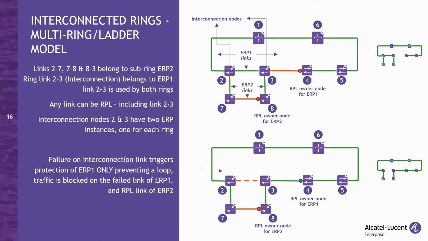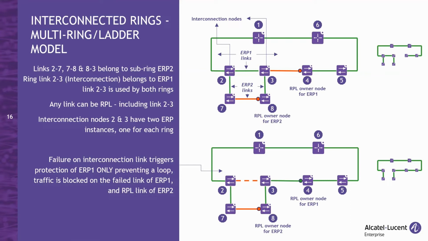This slide shows the multi-ring model of an ERP network. According to previously mentioned principles, this multi-ring network has two rings with two RPL owners, one for each ring. This is the RPL owner for ERP ring 1, and this is the RPL owner for ERP ring 2. Links that belong to ring 2 are links 2.7, 7.8, and 8.3. Interconnection link 2.3 belongs to ring 1 only and is controlled by the ERP process for ERP1.